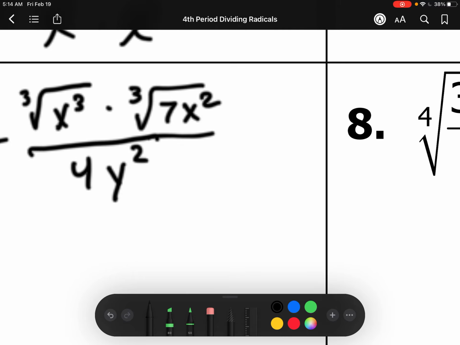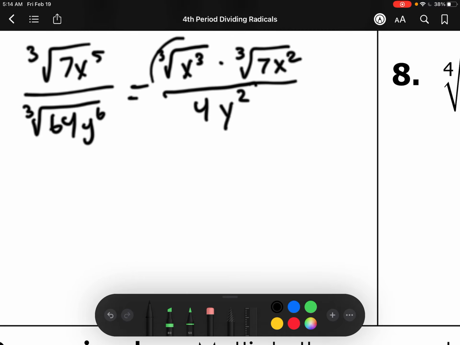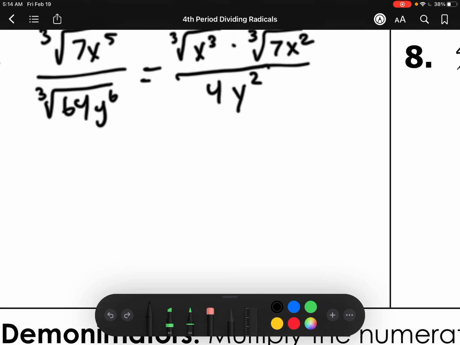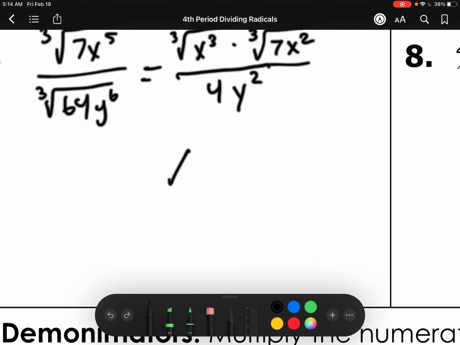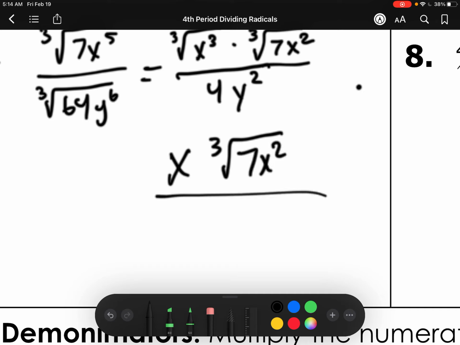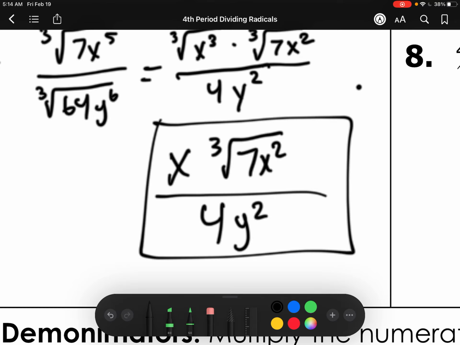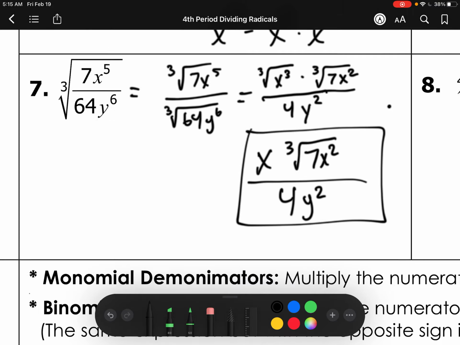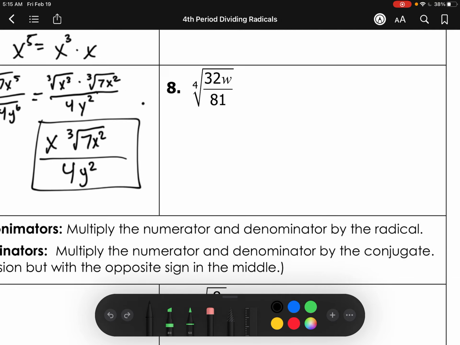And then when we simplify over here, the cube root of x to the third power is just x, right? So we have x times the cube root of 7x squared divided by 4y squared. And that is our final answer. Hope that one made sense again. Again, we went from this form to this form so that we can simplify, because we realize that 64 is a perfect cube.